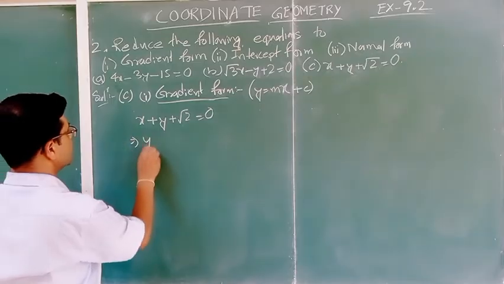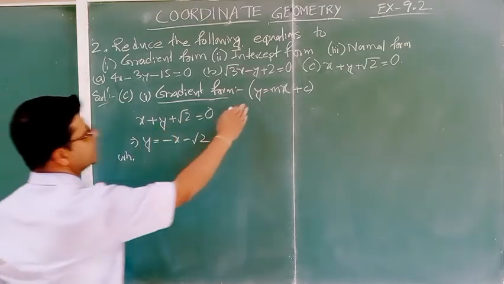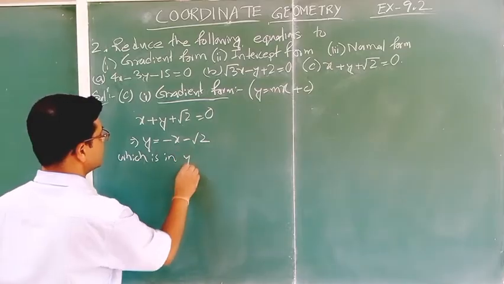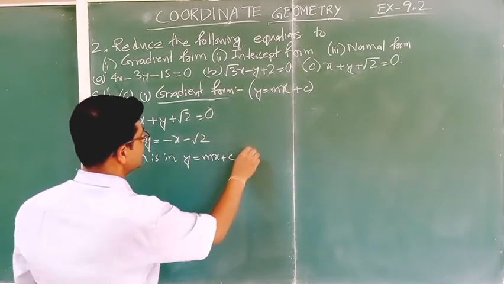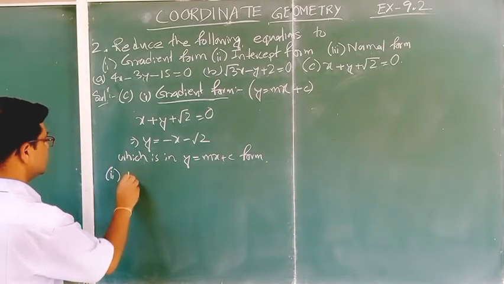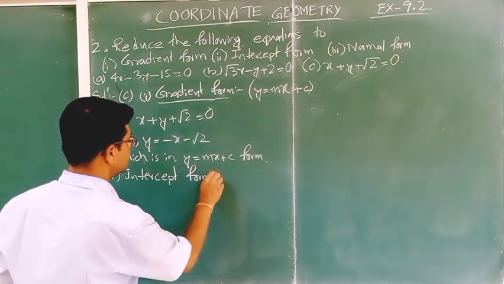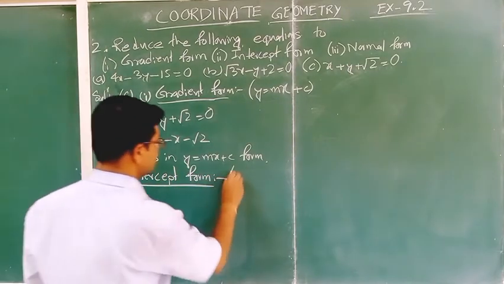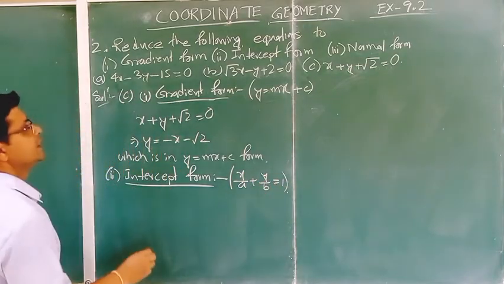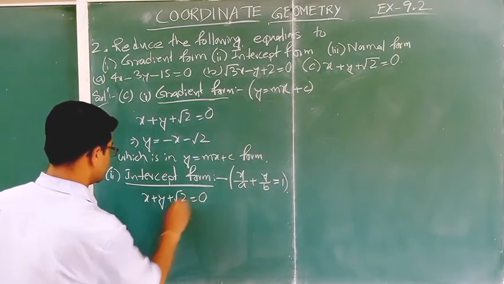So this is y equal to minus x minus root 2, which is in the y equal to mx plus c form. Done. Now let us move to the second one, intercept form. What is the intercept form? This one, x by a plus y by b is equal to 1. Right? Okay, so let us write the equation again: x plus y plus root 2 is equal to 0.